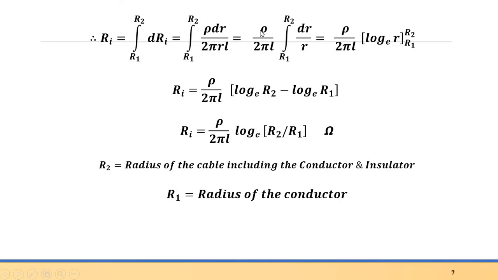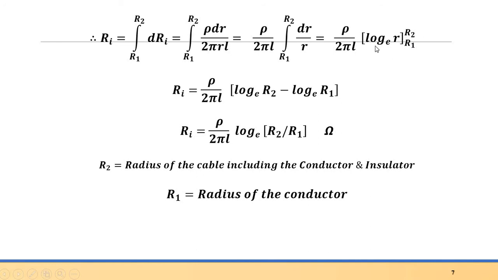Rho upon 2 pi L is a constant factor that is taken outside. So rho upon 2 pi L, integration from R1 to R2 of dr upon r. When dr upon r is integrated, it gives log to the base e of r. So rho upon 2 pi L stays as it is, and the integration of dr upon r is log to the base e of r, from R1 to R2.